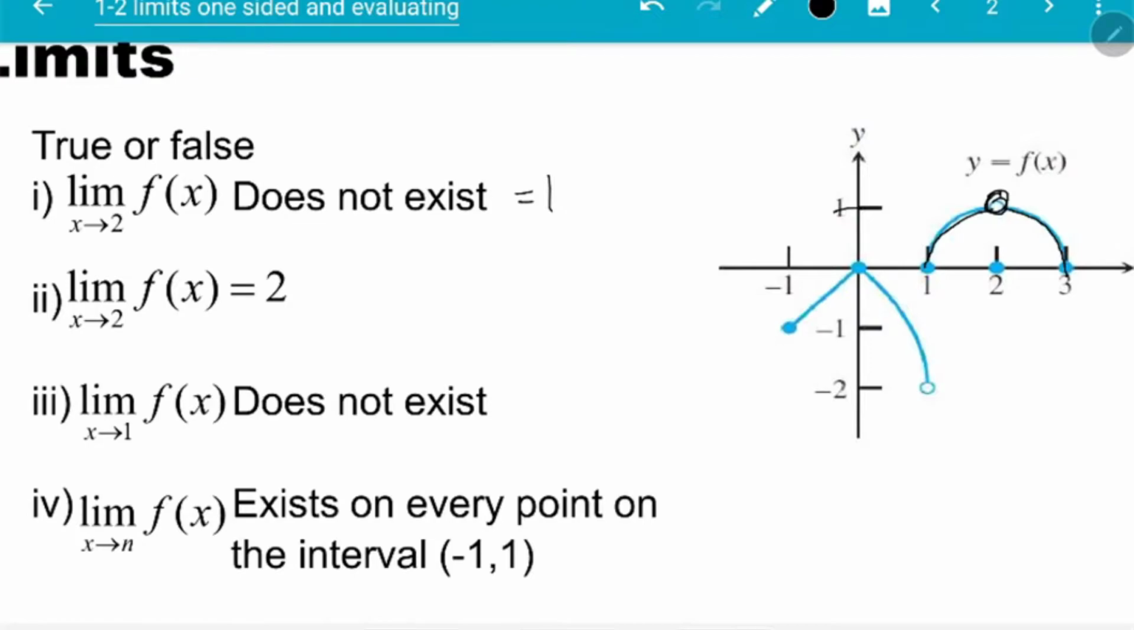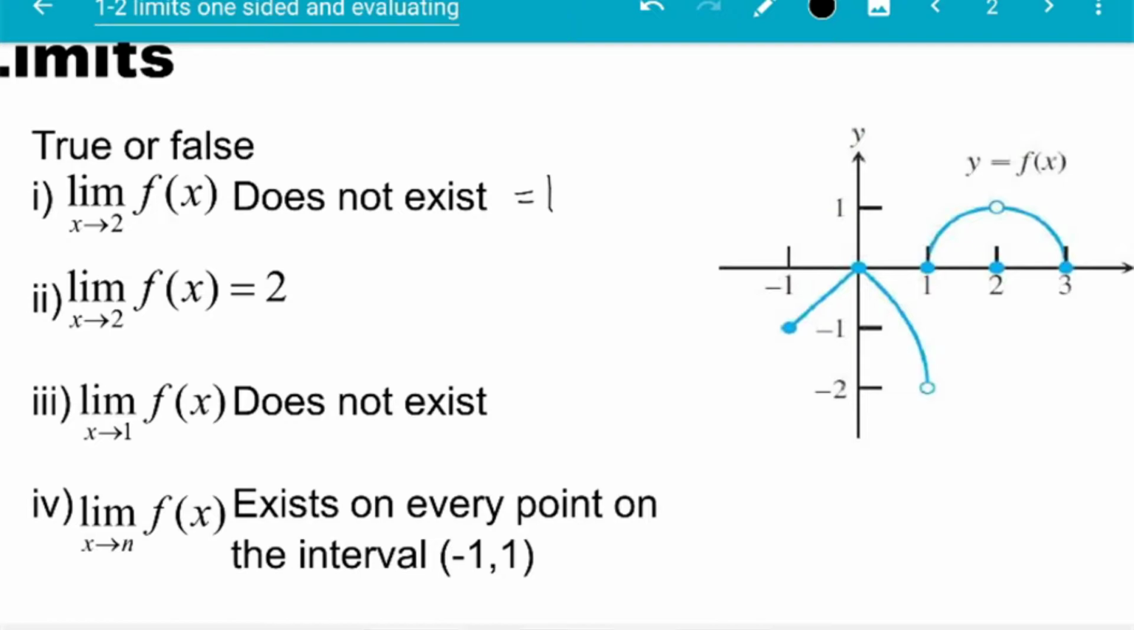The limit equals 1, but f of 2 is not 1. Again, I don't care that it jumps over. All I'm saying is, is there a pattern that tells me where the numbers are going as I get closer and closer? That's what the limit says. Okay? All right, let's try this next one.